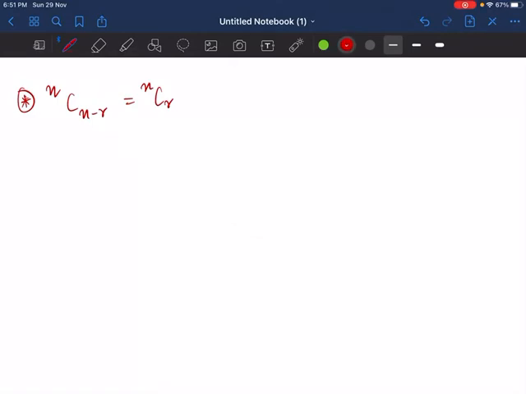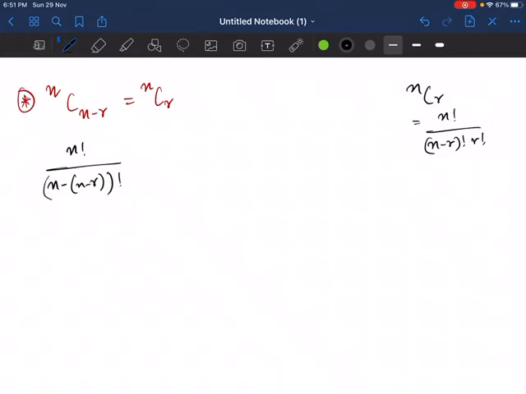Now look here. nCr is what? We know the formula of nCr, that is n factorial divided by, just subtract these two, n minus r factorial. Then I have to remove the arrangement of r elements, that is r factorial. That's the formula of nCr. Now nC(n minus r): what is its formula? That is n factorial divided by, subtract these two, n minus r entire factorial, then in the denominator n minus r factorial.